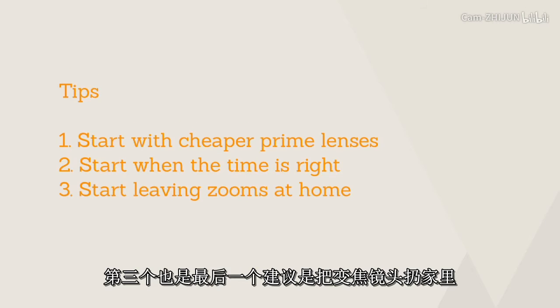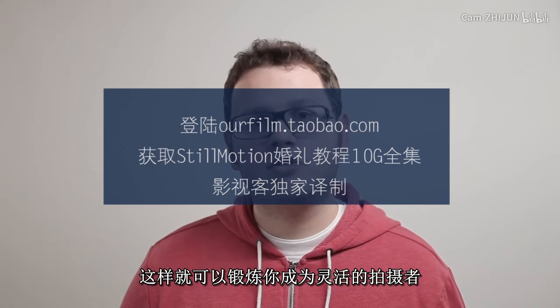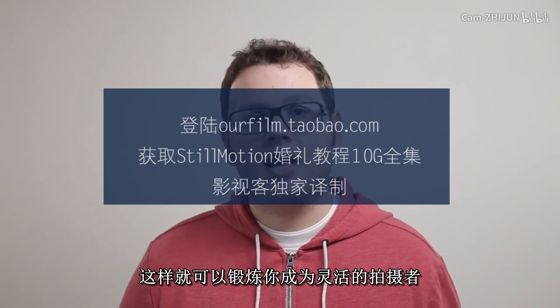The third and final tip I have, which is the most difficult, is to start leaving your zooms at home. By forcing yourself to use prime lenses, you're going to become a more active and present filmmaker.